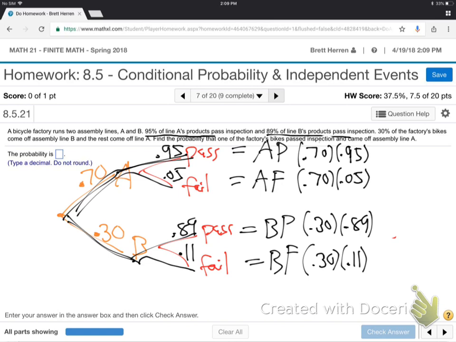Now, what's their question? Find the probability that one of the factory's bikes passed inspection and came off A. Passed and A. Well, that's right here. Multiply those together. Whatever that is, that's our answer.